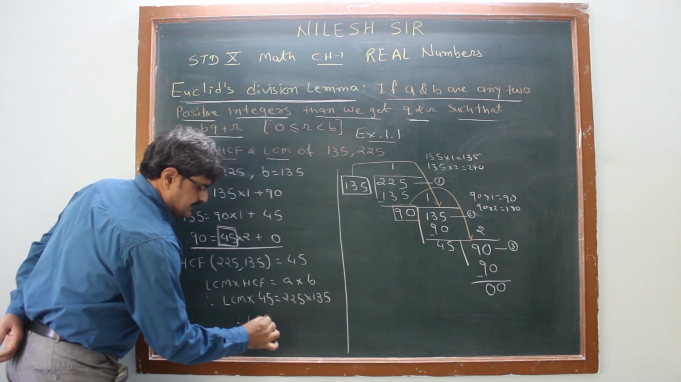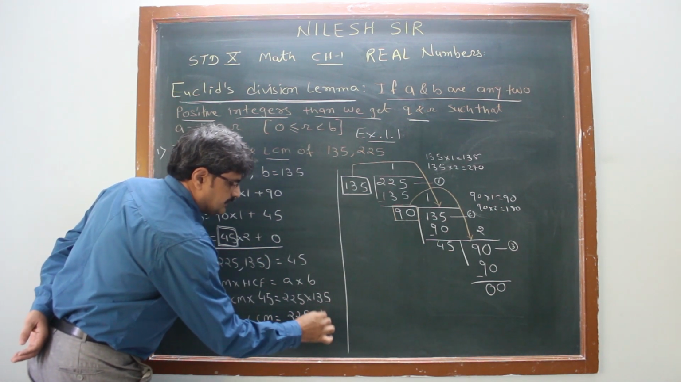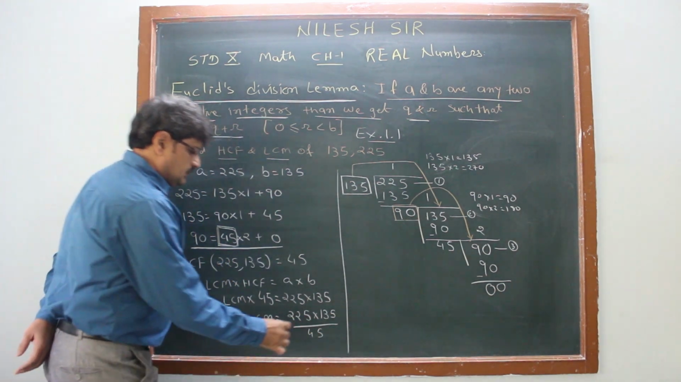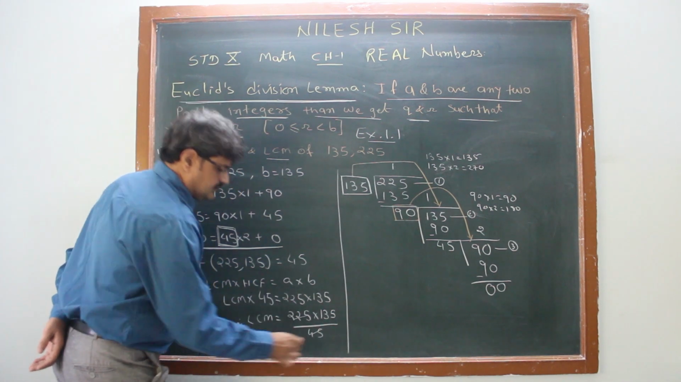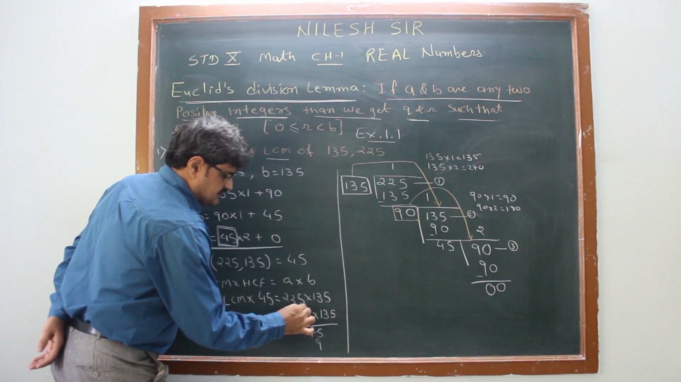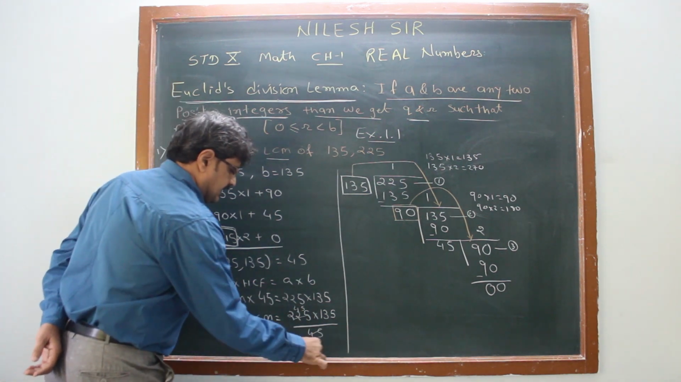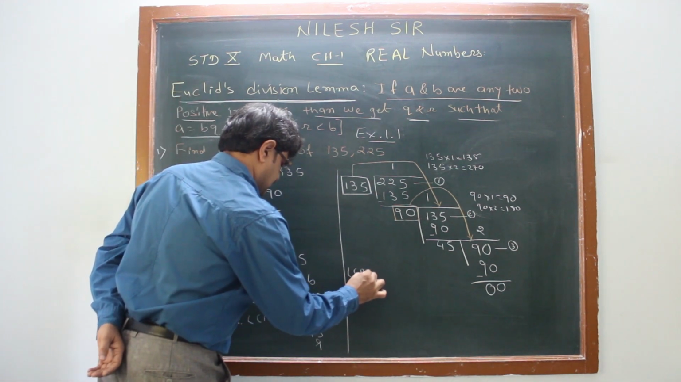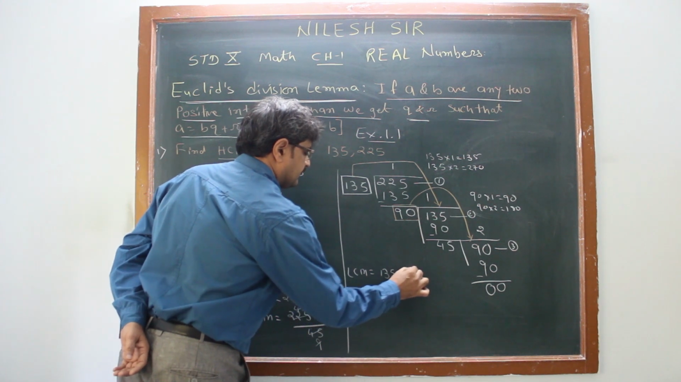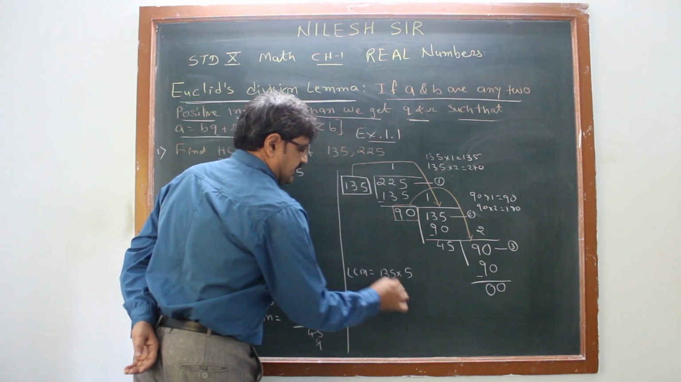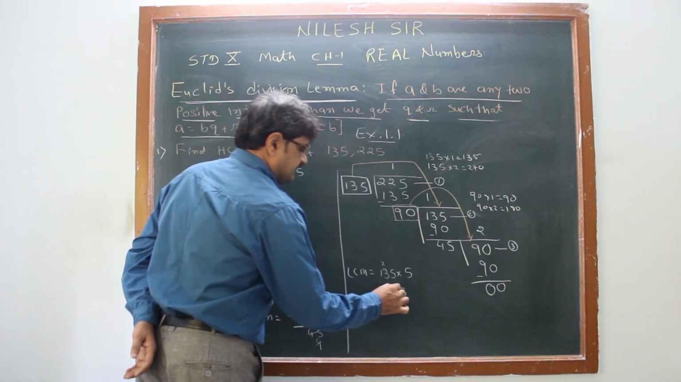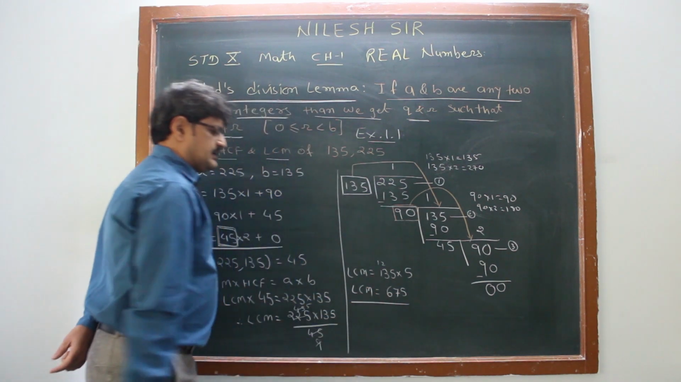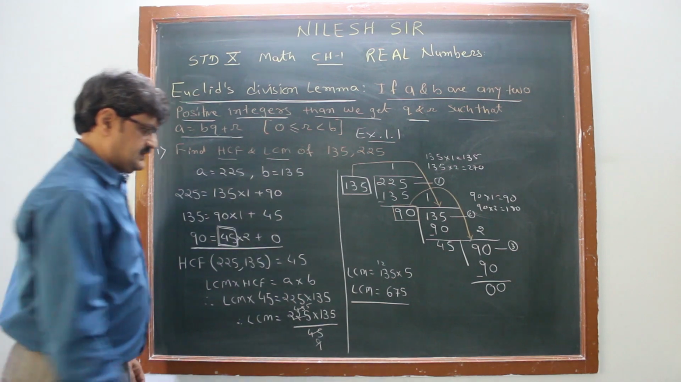So LCM will be 225 multiplied by 135 upon 45. Now if we cut here, 5 9s are 45, 5 4s are 20 and 5 5s are 25. Now we can divide 9, so 9 5s are 45. So we get LCM is equal to 135 multiplied by 5. It is 5 5s are 25, carry over 2. 5 3s are 15 plus 2 is 17, 5 1s are 5 plus 1 is 6. So I can say that the LCM of A and B is 675.